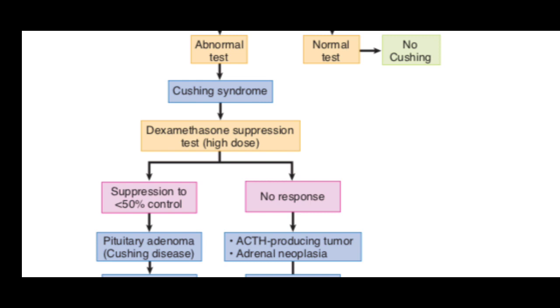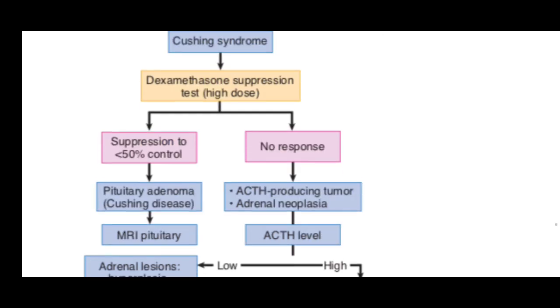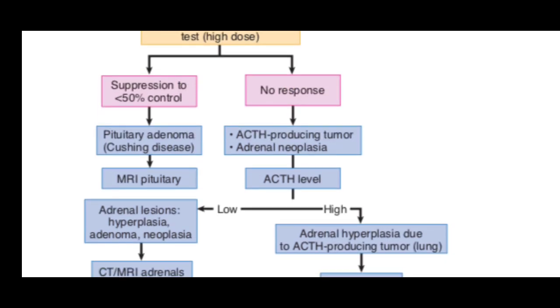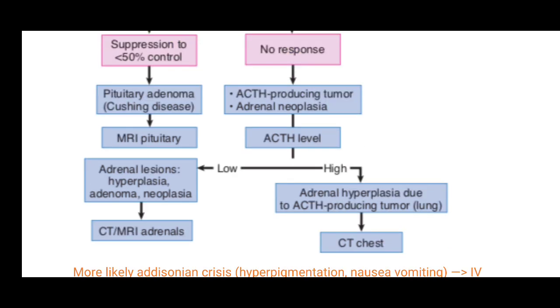If the high dose suppression test is positive, that means it suppresses, this is pituitary adenoma, Cushing disease. If there is no response, that is ectopic ACTH syndrome, that is an ACTH producing tumor, like in the case of small cell carcinoma. And we check the ACTH level. If ACTH is decreased, that means adrenal hyperplasia, adenoma, neoplasia.